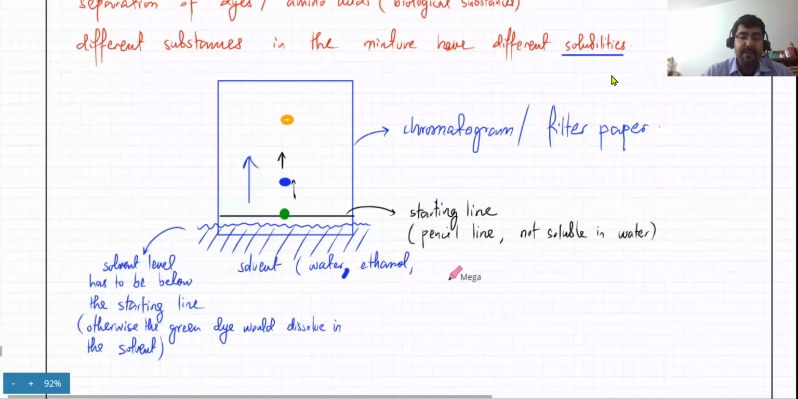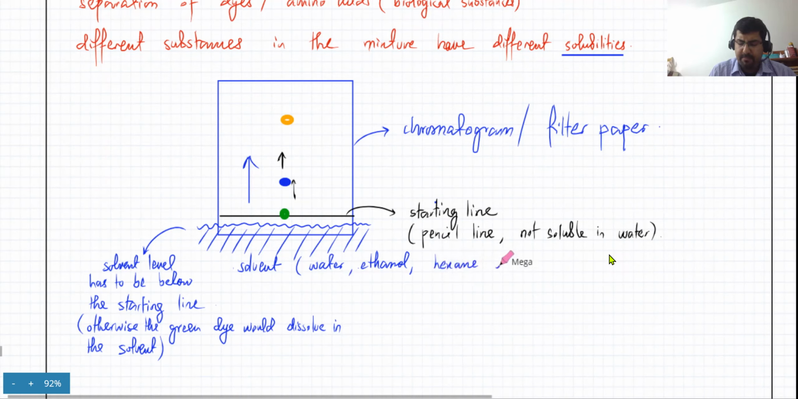If they don't have different solubilities, then the problem will be that the dyes would travel exactly the same distance. You've got hexane. That's also frequently coming in the questions, but no need to remember these solvents. Just remember the first one, water or ethanol. Okay, that would be sufficient.